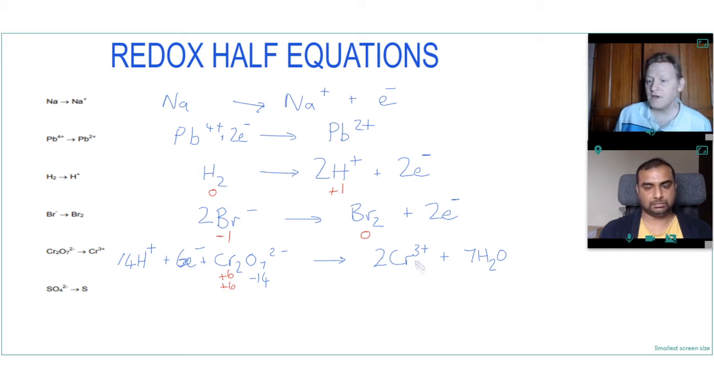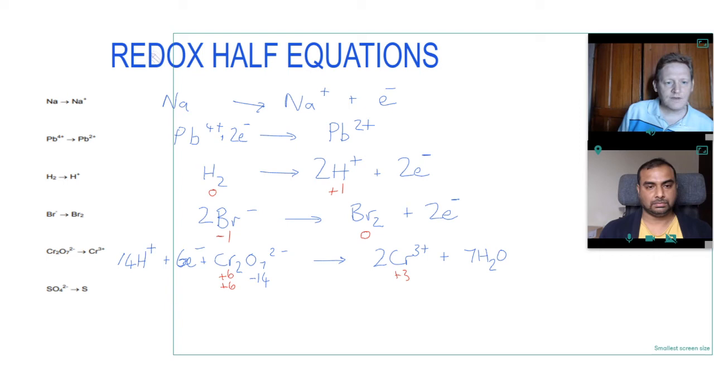And the chromium on the right-hand side is easy. It's just the charge on the ion, which is +3. And so we can see that the chromium has gone down in oxidation state, so it must have been reduced. And we can also see that there's been a gain of electrons on the left-hand side, so that confirms the reduction. Okay, so we'll just have a look at the last one now.